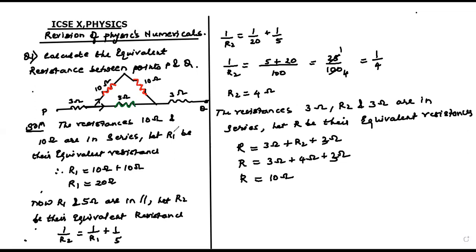So, what is the answer, children? Equivalent resistance between P and Q is 10 ohm. I hope this question is clear to everybody, children. We move on to the next question now.